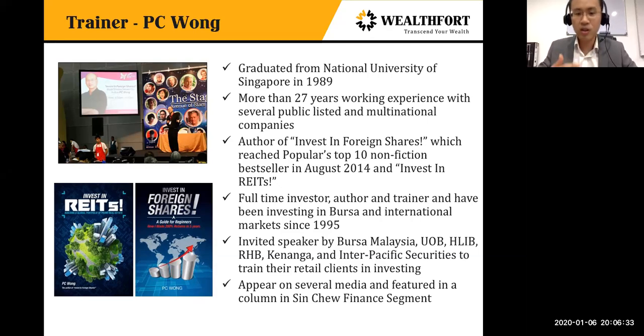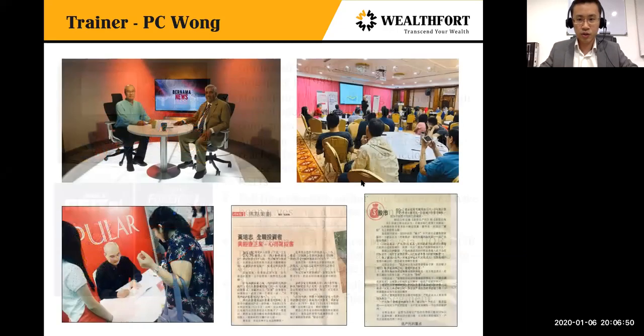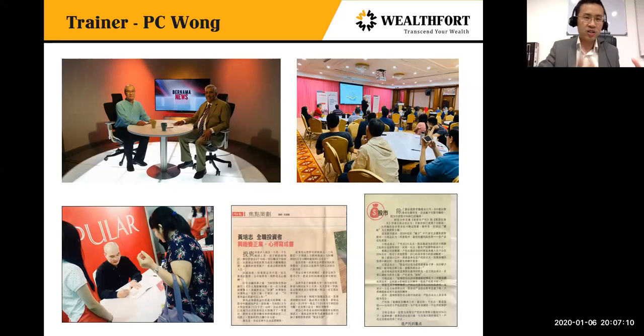He is also an invited speaker by Bursa Malaysia and many investment banks and stockbrokers such as UOB, Hong Leong, RHB, Kenanga, and Inter-Pacific Securities to train their retail clients in investing, not only in KL but also in Penang, in JB, throughout Malaysia. He has also appeared on several media and been featured in a column in the Sinchu Finance segment. Here are some of the interviews and articles he has written for Sinchu. And if you don't know this speaker, PC, he actually spends 8 hours a day reading news on macroeconomics and corporate news, not only in Malaysia but also in the US, China, Hong Kong, Australia, and the UK as well.